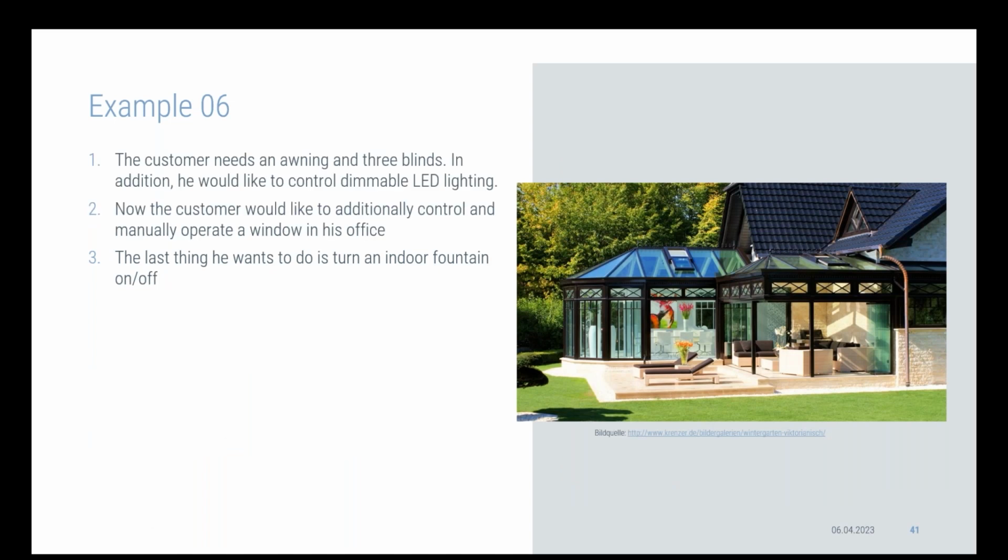This is the last practical exercise that we're going to do. First up, the customer needs an awning and 3 blinds. In addition, he would like to control a dimmable LED lighting. After this is done, the customer would like to additionally control manually and operate a window in his office. The last thing he wants to do is to turn an indoor fountain on and off. Let's go through the solutions itself.